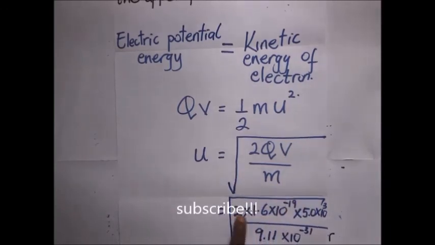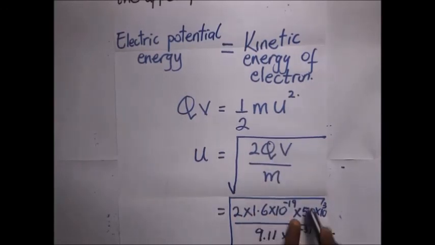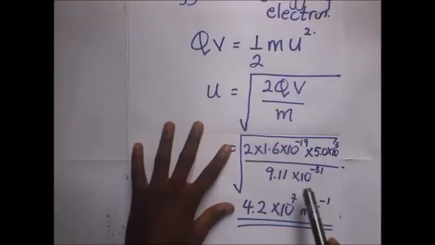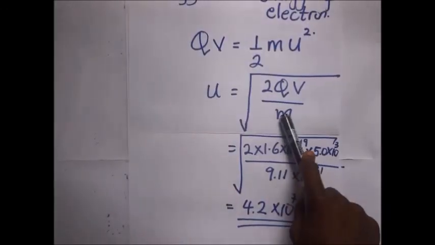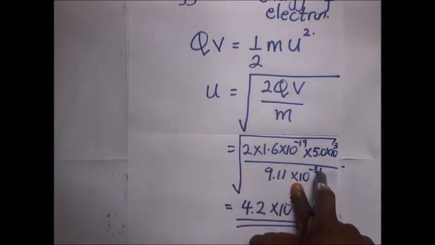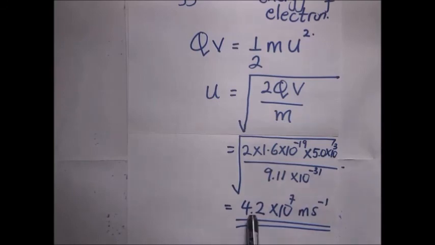So it's going to be 2 times the charge on the electron, which is 1.6 times 10 to the power negative 19, times the potential difference, which is 5.0 times 10 to the power 3. We got this potential difference in our previous part, because it's a continuation of this. It's 5.0 times 10 to the power 3 volts. Divide that by the mass. The mass of the electron is a constant that was even given in the question, which is 9.11 times 10 to the power negative 31. And we end up with our answer as 4.2 times 10 to the power 7 meters per second. And that is the velocity with which it moves.